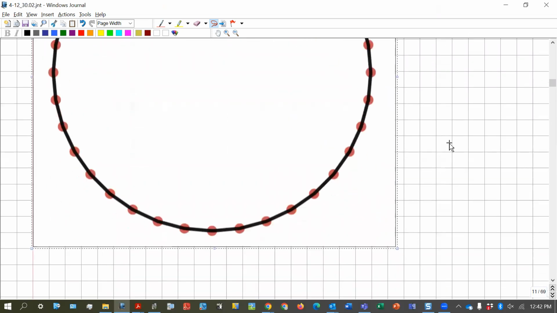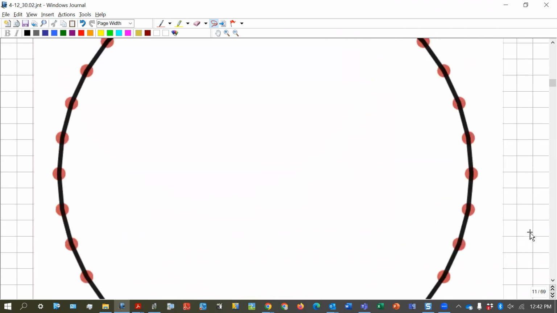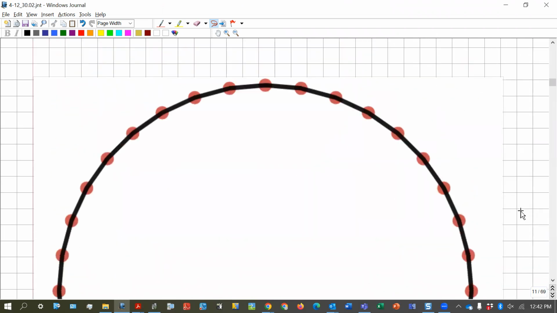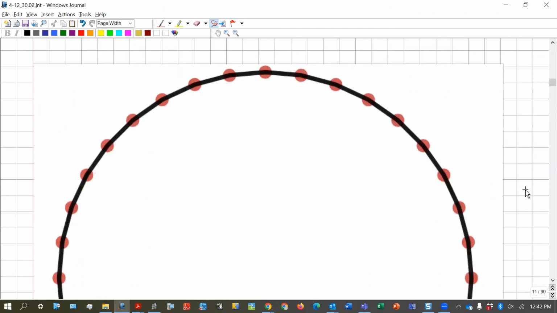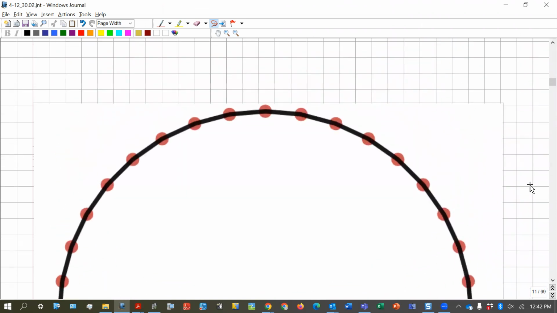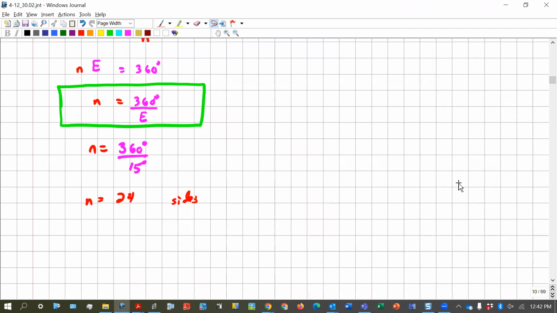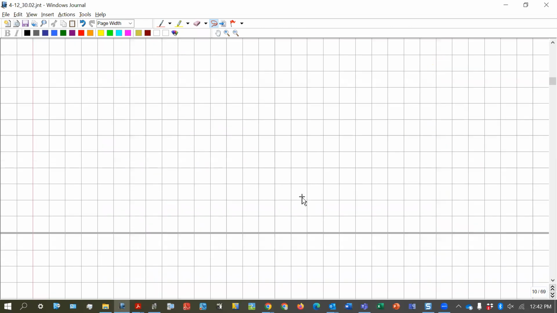And to us humans, it's hard to tell the difference between, I mean, that looks like a circle, right? But technically it's not. It's a polygon, but each of the exterior angles was only 15 degrees. That was that problem. That was the other one.